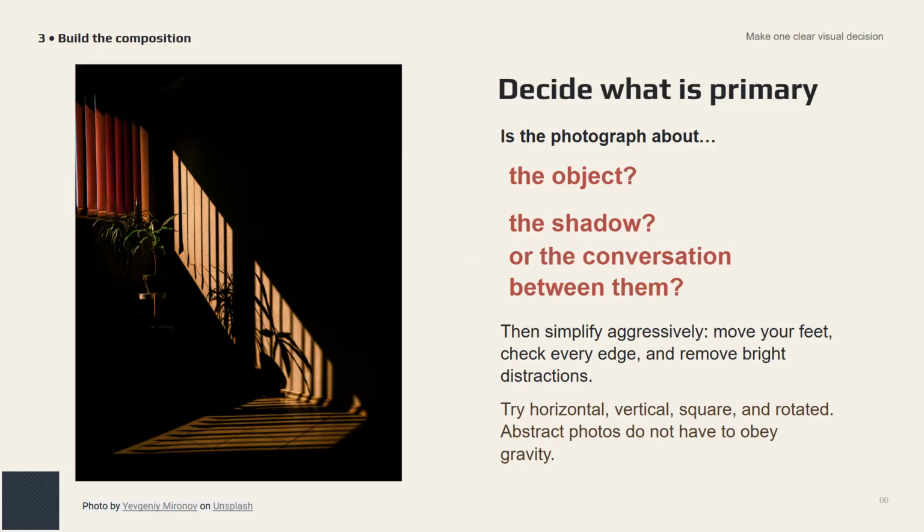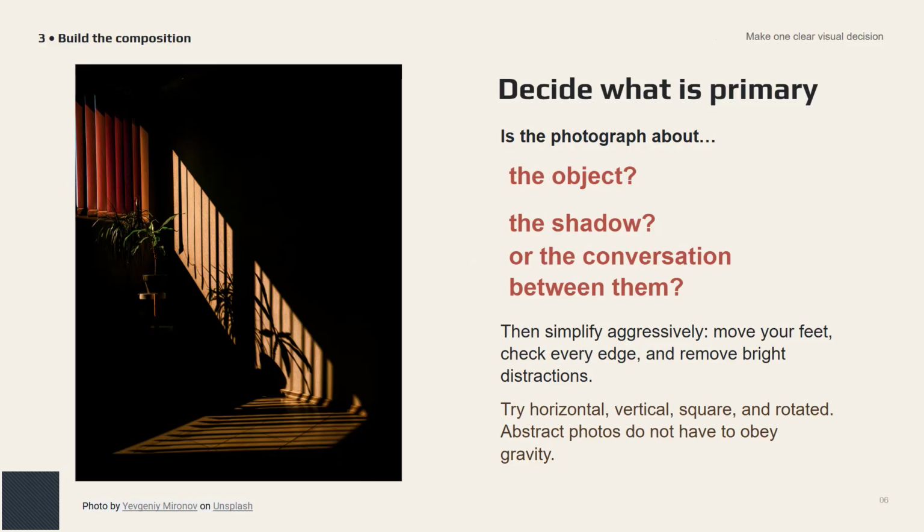Once you find an interesting shadow, decide what the photograph is really about. Is the main subject the object casting the shadow, or is it the shadow itself? Or is it the relationship between the two? That choice affects everything else in the frame. In this photograph, the windows and plants are visible, but the strong pattern of light and shadow is what holds the image together. The shadow is not merely present, it has a job.